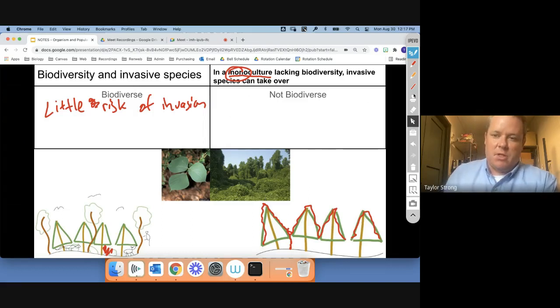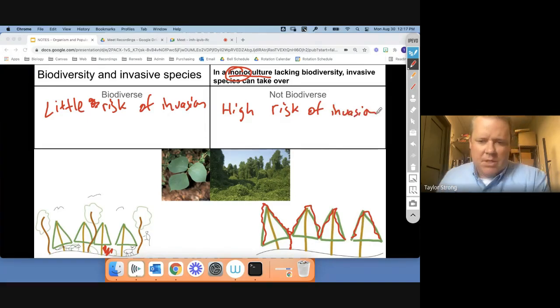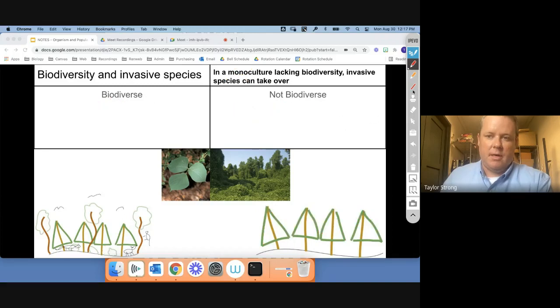So in a not diverse community, we would have a high risk of invasion right there. So we're kind of connecting this whole idea of biodiversity, niche, invasive species, and organism ecology right here as we finish. But let's try to connect this to the next topic, which is going to be population ecology. So I'm going to erase all that.